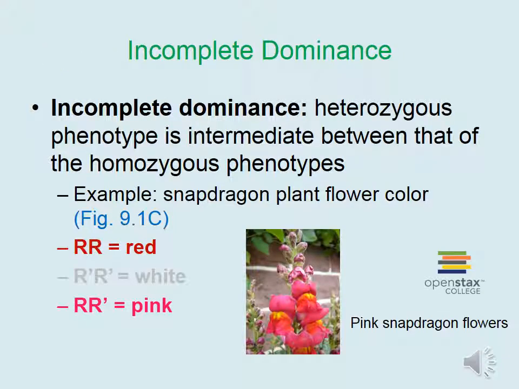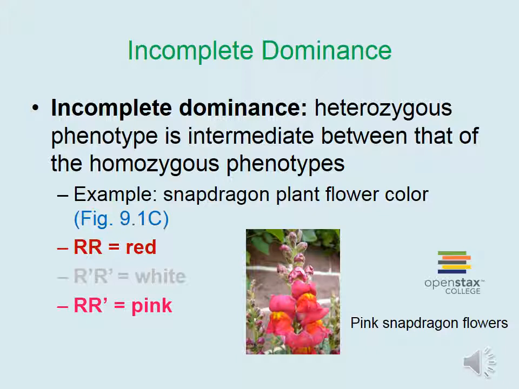One of the exceptions to complete dominance in Mendel's pea plants is incomplete dominance. In this case, the heterozygous phenotype is intermediate between that of the homozygous phenotypes. In Mendel's pea plants, a heterozygous plant displayed the dominant phenotype. An example of incomplete dominance is flower color in snapdragon plants.